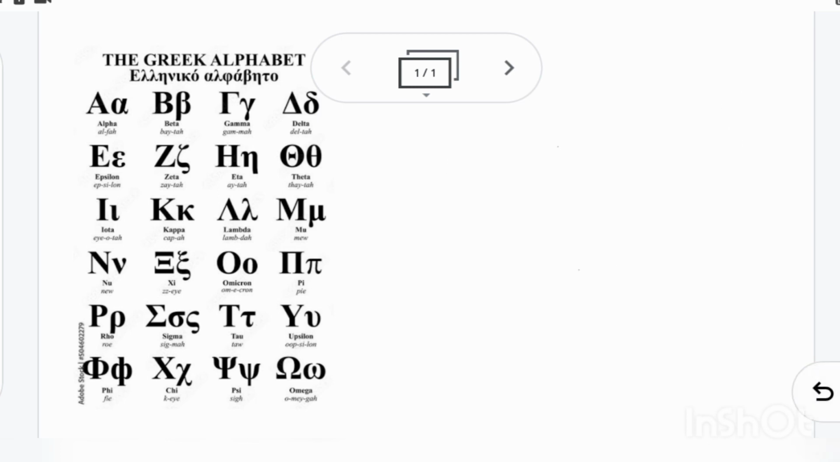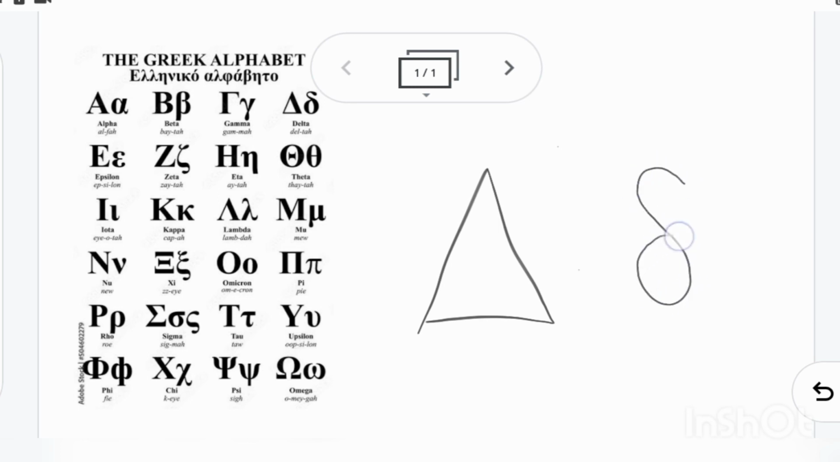Now coming to delta. Delta is the one which is used by chemists whenever they require heat in any reactions, so they are very familiar with this. And small delta is like an S, and you protrude that particular ending to make it a circle and join it at the center. This is the capital delta and small delta.